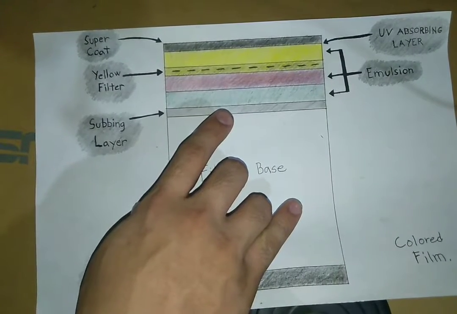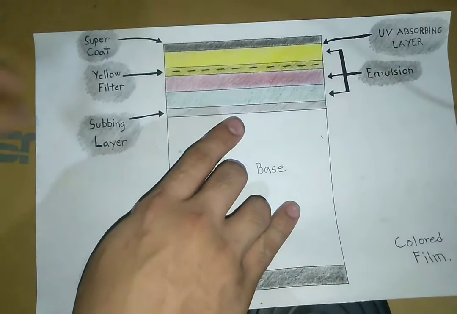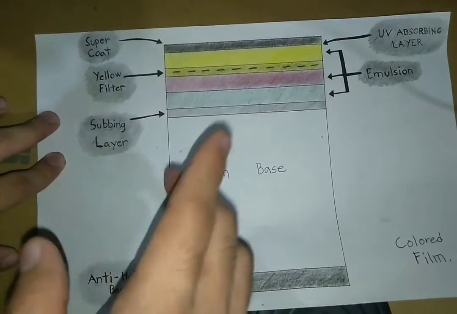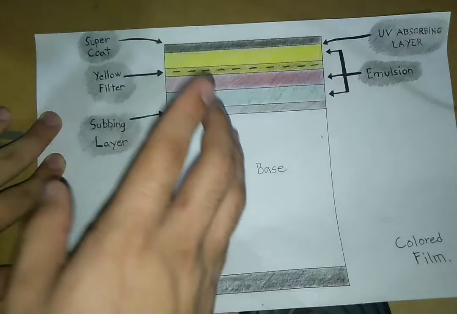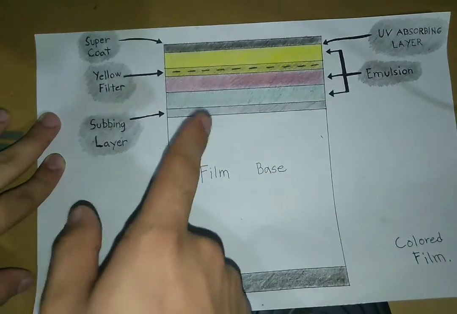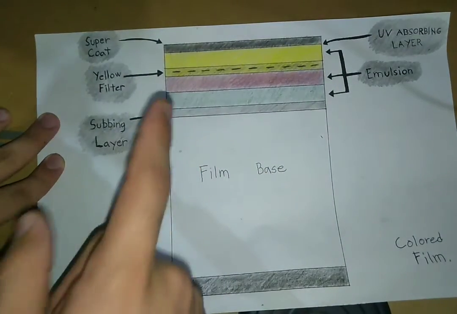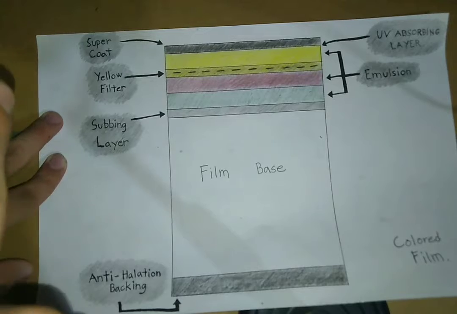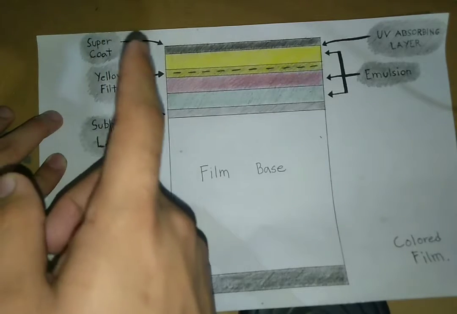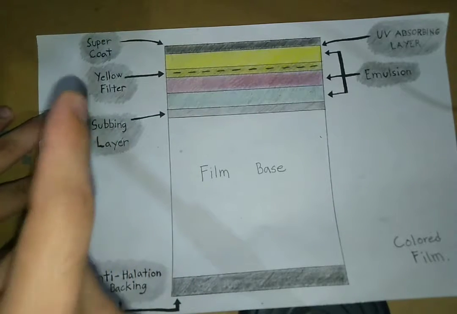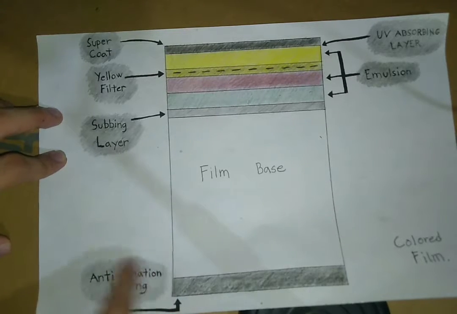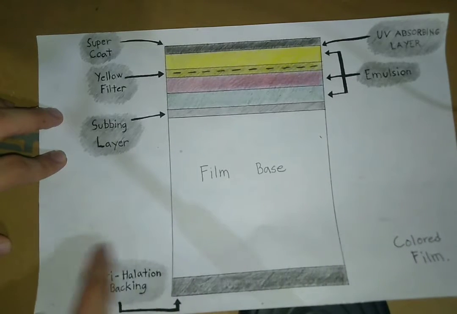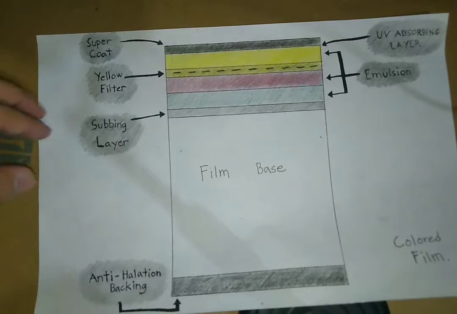So this is the work of the subbing layer. It ensures optimum adhesion of emulsion layers to the film base and also contains light-absorbing silver to prevent scattering of light by reflection from the support surface, which is the halation. Usually there is an anti-halation backing or layer.